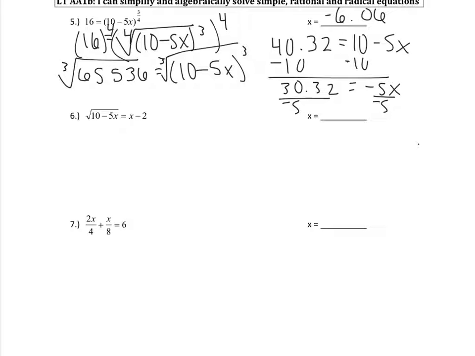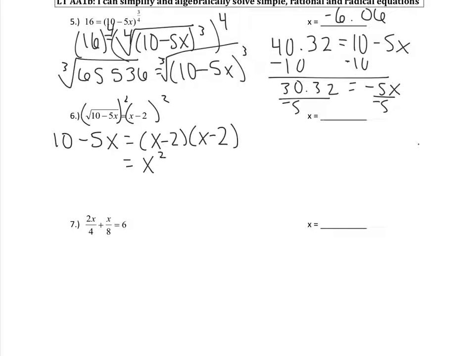Okay, so the radical is isolated here, so I need to square both sides. And I get 10 minus 5x equals x minus 2 times x minus 2. That's what x minus 2 squared means. It is so important that we're going to put this on our cheat sheet. We're going to FOIL that through, and I'm going to get x squared, because it's x times x, then x times negative 2, then negative 2 times x, and negative 2 times negative 2. Negative 2x plus negative 2x is negative 4x, and then negative 2 times negative 2 is positive 4.